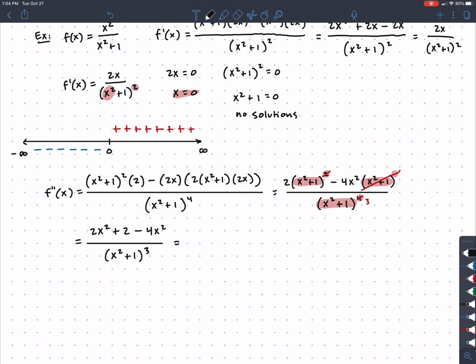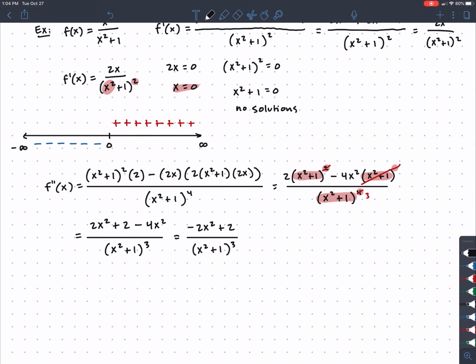Or to keep it going, negative 2x squared plus 2 over x squared plus 1 cubed. So there is my second derivative. So negative 2x squared plus 2 over x squared plus 1 cubed.